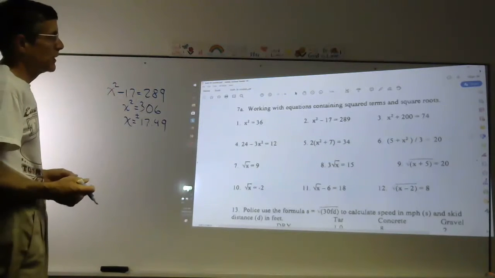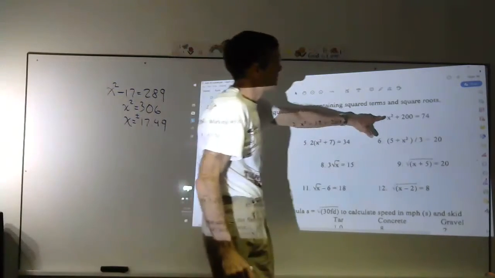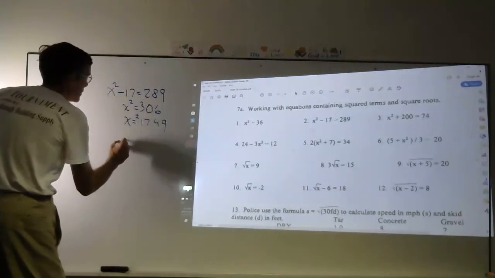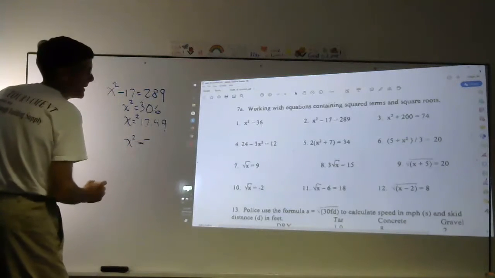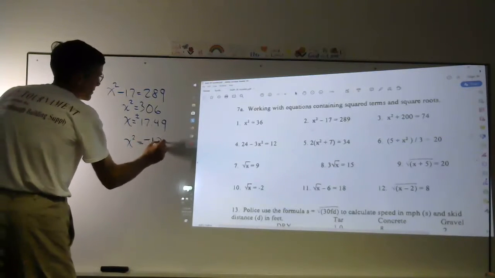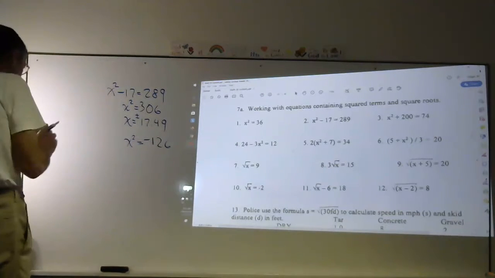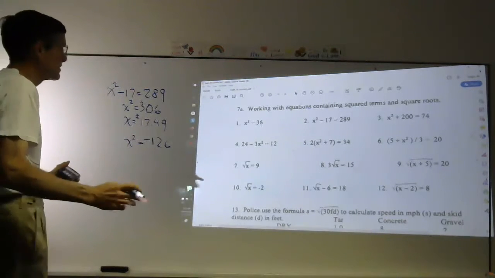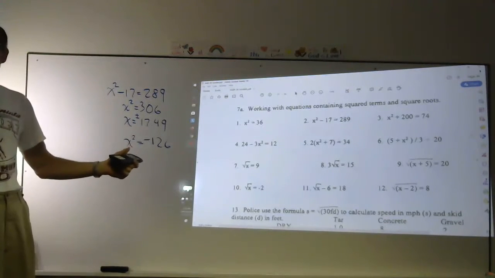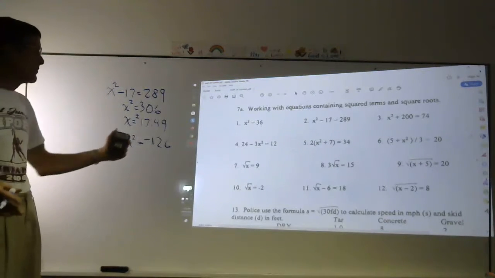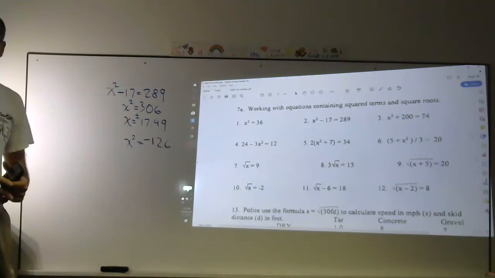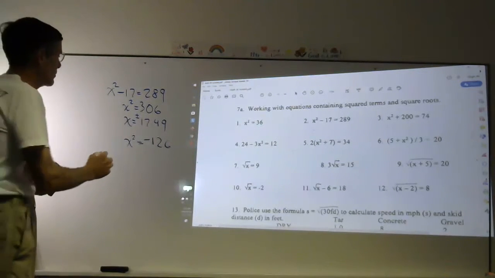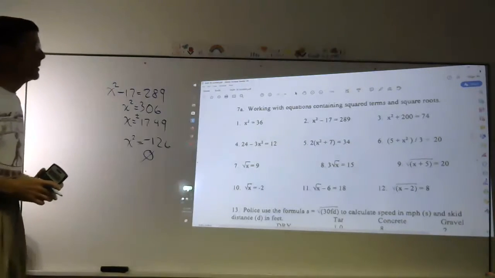How about the third one? I would think I would want to subtract 200 from both sides to get x squared by itself. If I subtract 200 from 74, I'm going to get -126. 74 minus 200, yes, -126. And you can't take the square root of a negative. Nothing times itself is going to give you -126, at least not in the real number system, which is what we're going to be working with. So there is no answer to this particular problem.